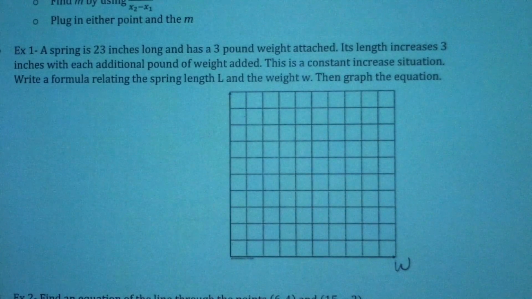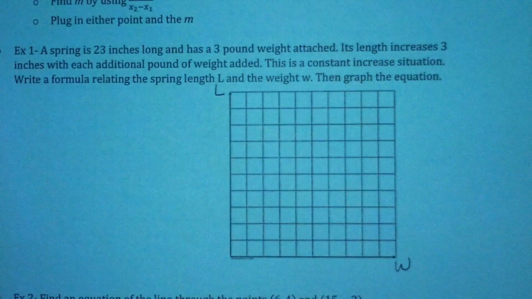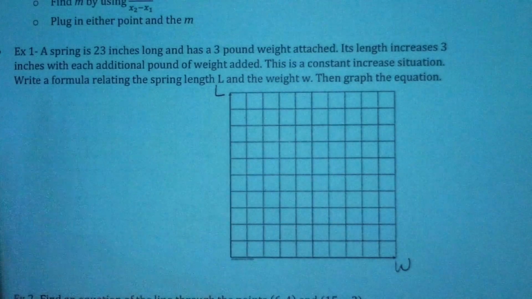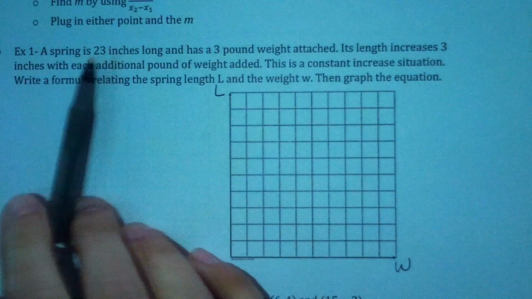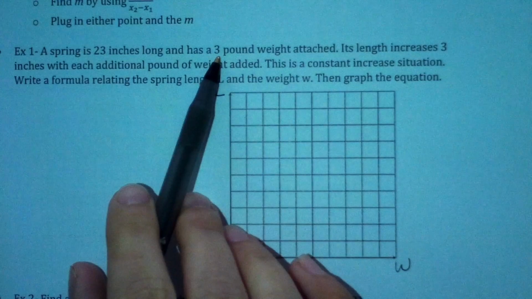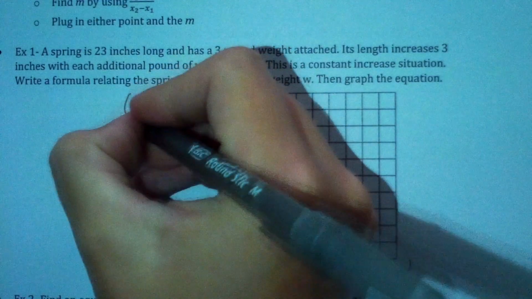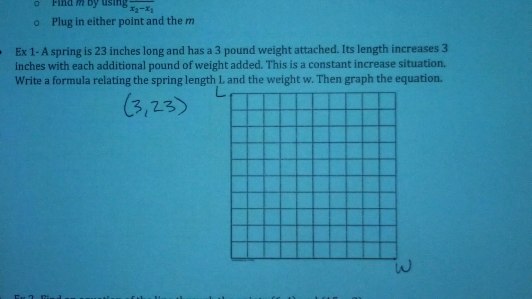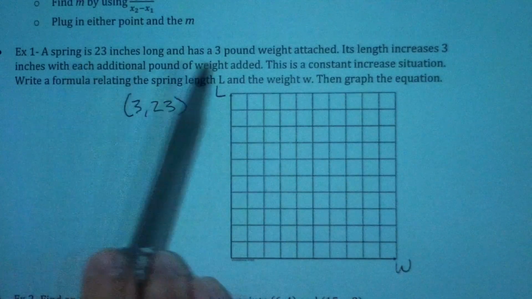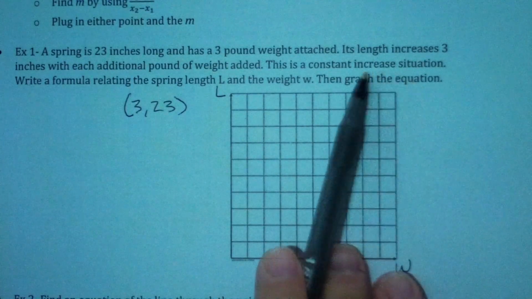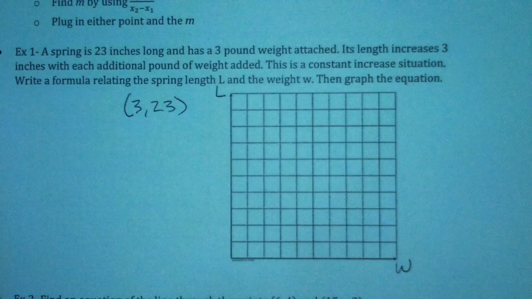So currently what we have is if it's 23 inches long for the length, or the y, then our weight is at 3 pounds. So that would act as an ordered pair that's going to be in this equation, okay? Because we know that at 3 pounds, it's going to be 23 inches long. We also know it's going to be a constant increase in this situation, and each time, it's going to increase 3 inches per pound.